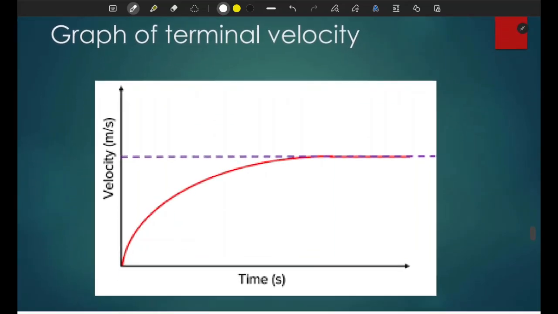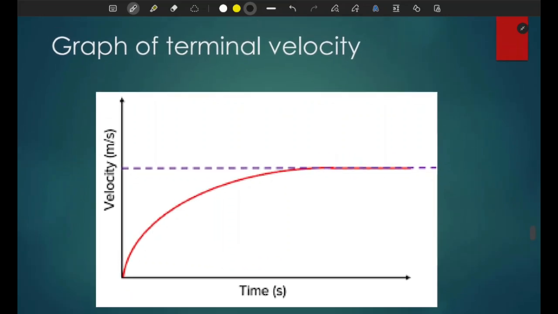Let's look at the graph for terminal velocity. So this is the graph for terminal velocity. As you can see, it's a curve going inward. So it's a curve with decreasing gradient. So at first, velocity increases until this point, the velocity increases.